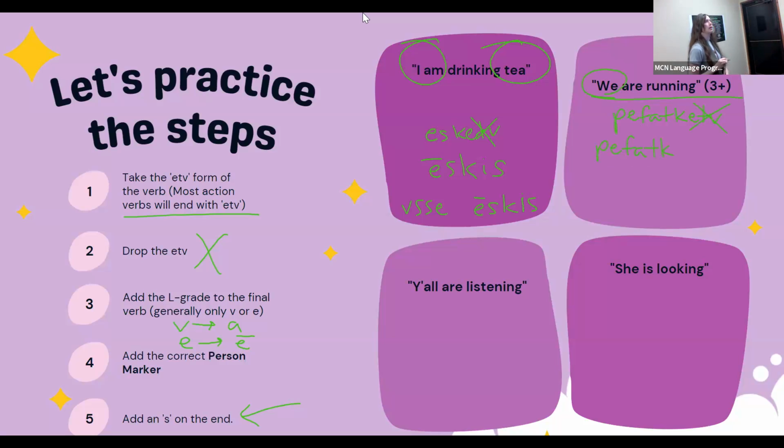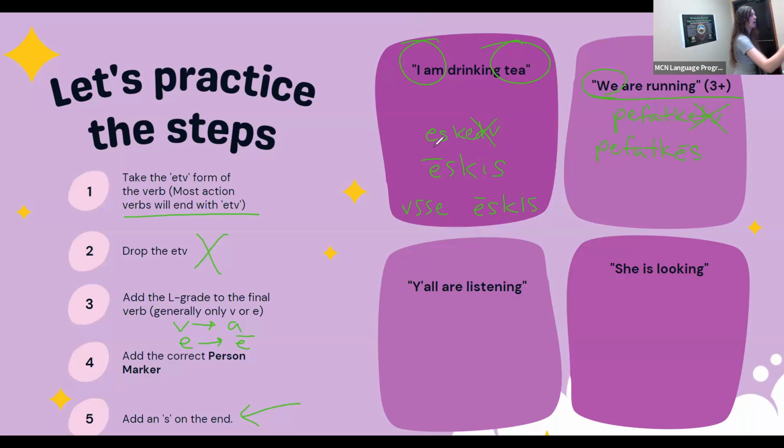Now we have to add the person marker. We are running. Which one is for we? Nice. I took the capital E as long E, which would be correct. I've seen people do that, so I'll take that. The long E. Nice. And then the last thing we do, the easiest part. We add our S. We just add an S to the end. Befat geese. We are running.